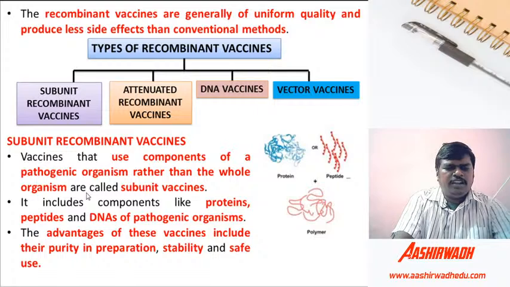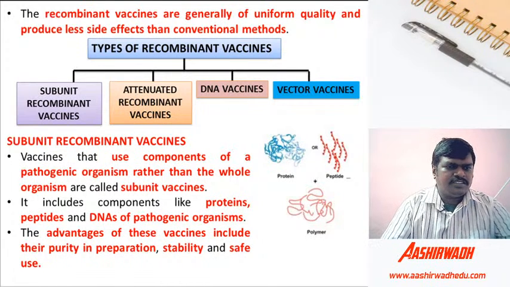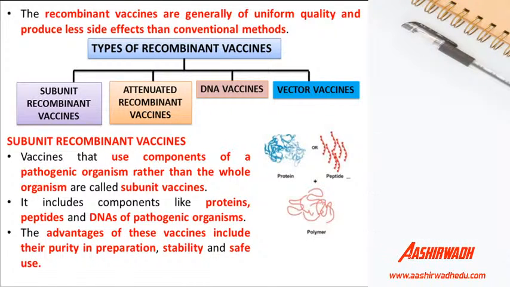Children, just copy this flow chart, this flow chart and this one. I'll give you 2 minutes, and after that I'll come and explain about the different types of recombinant vaccines.